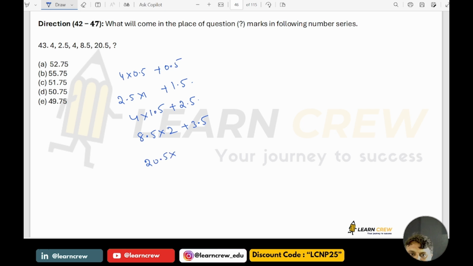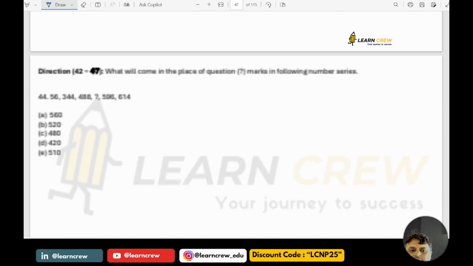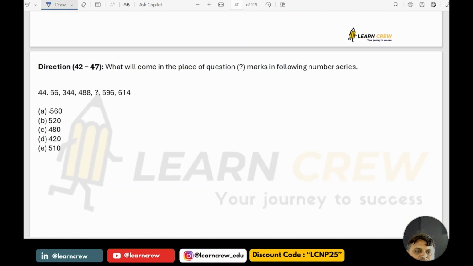20.5 into this again, increased by 0.5, 2.5 plus this is increased by 1, 4.5. So I will get 51.25 plus 4.5, which is 55.75. 55.75 is the answer. Next, question number 44.